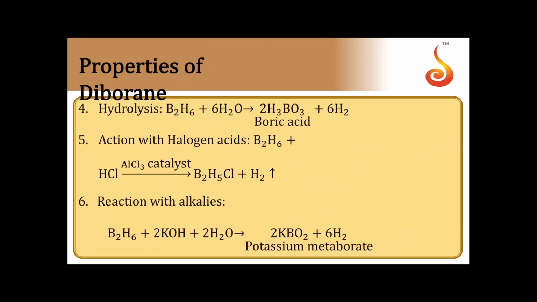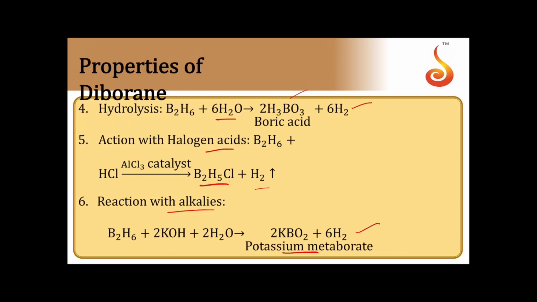Other properties of diborane. On hydrolysis, the reaction with water produces boric acid and liberates H2 gas. With halogen acids such as HCl and HBr, diborane plus HCl gives chlorodiborane, B2H5Cl, and liberates H2 gas. With alkalis, it forms potassium metaborate, KBO2, and liberates H2 gas.